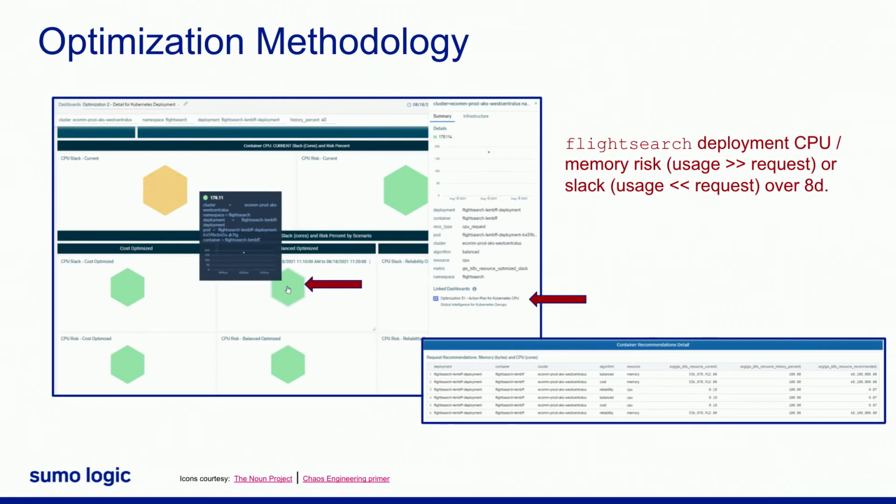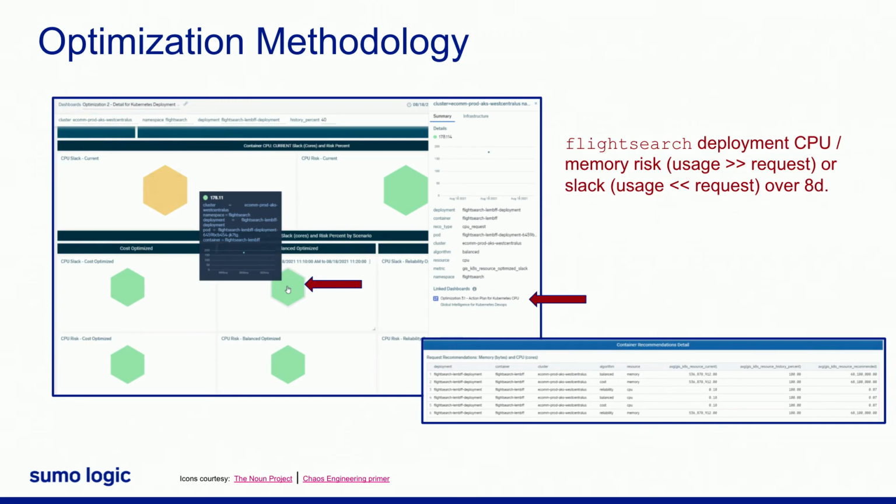There are the global intelligence dashboards, which are super awesome. They look at the last 8 days worth of data for your system to figure out what they think your values should be. And it'll tell you kind of where you sit currently. In this example, we can see that the flight search service was asking for too much CPU. And so it had a little yellow hexagon.